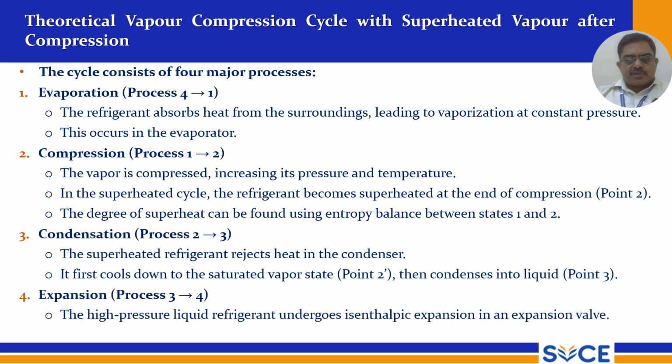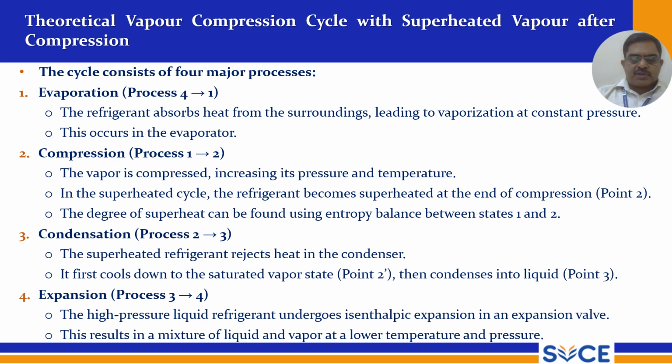In the expansion process, the high pressure liquid refrigerant undergoes isenthalpic expansion, so the enthalpy is constant here. Isenthalpic expansion in an expansion valve results in a mixture of liquid and vapor at a lower temperature and pressure. So these are the four processes taking place, where during the evaporation and condensation processes, the superheated vapor plays the major role.